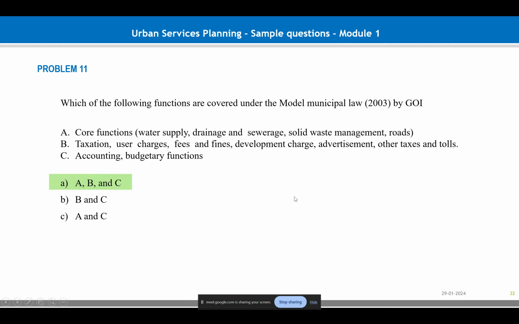Yes, I think all local taxation is correct. Yes, included. So under the Modern Municipal Law of 2023, all of them are included.